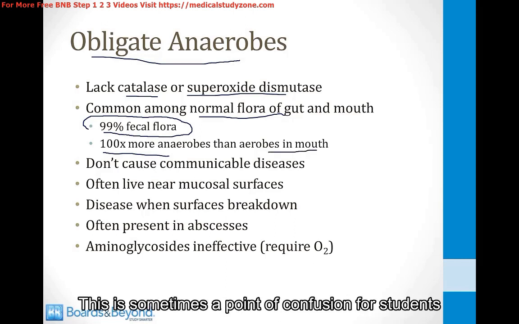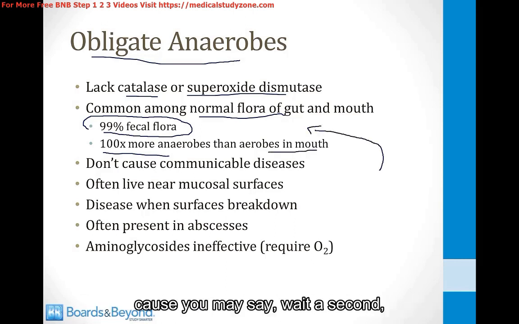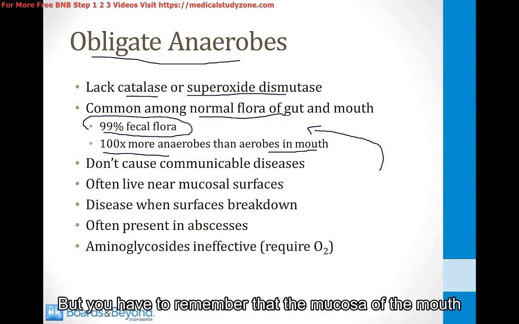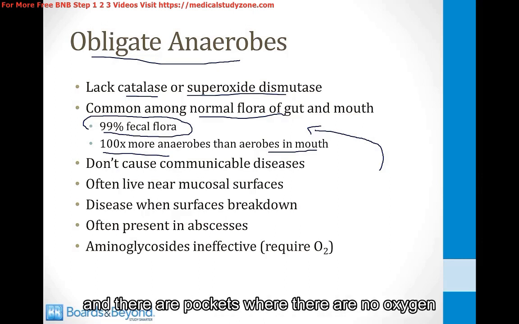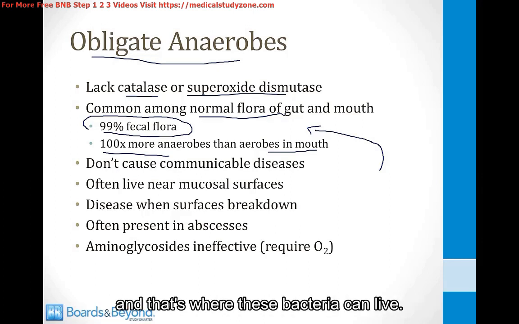Now, this is sometimes a point of confusion for students because you may say, wait a second, there's a lot of oxygen present in the mouth. Why are these bacteria able to live there if they're obligate anaerobes? But you have to remember that the mucosa of the mouth and the GI tract is a very complicated area, and there are pockets where there is no oxygen, and that's where these bacteria can live.